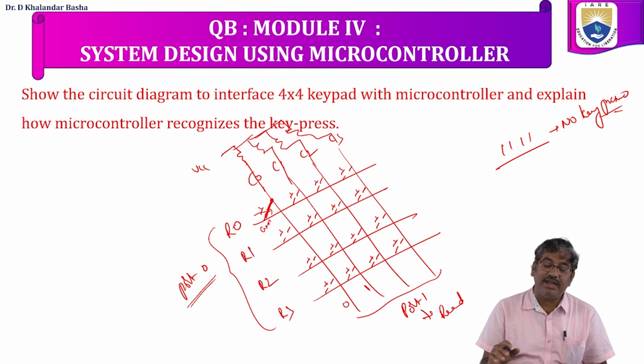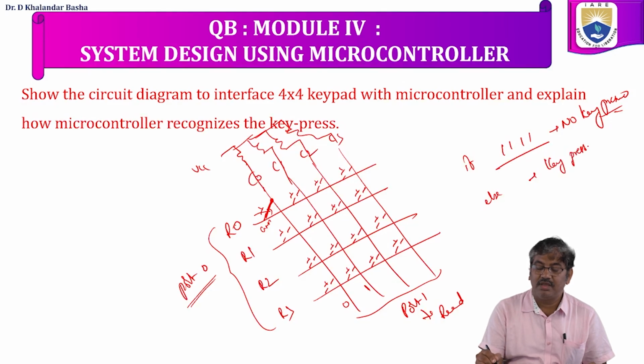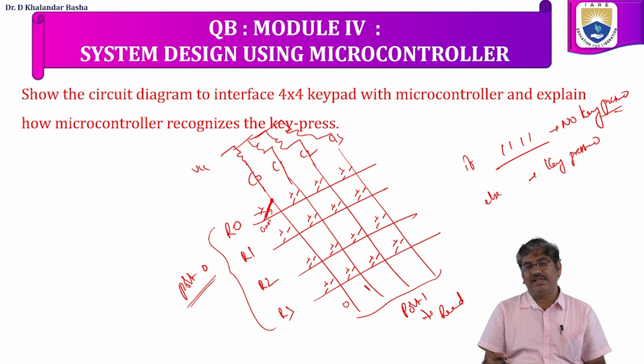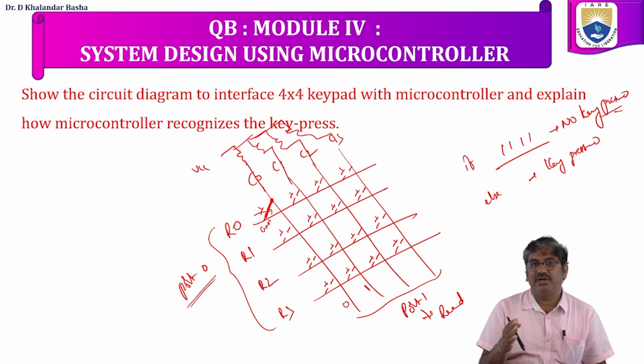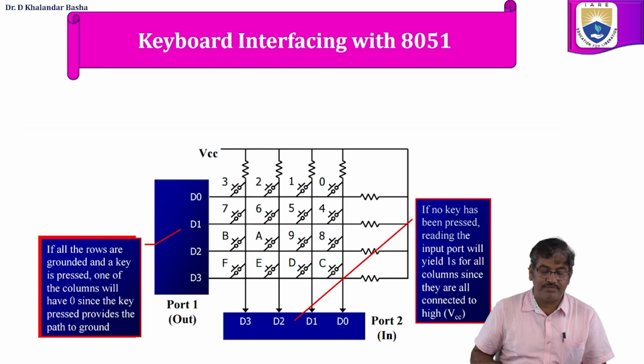If you get a pattern other than 1111 for the lower 4 bits of any particular port which is connected, then it indicates some key is pressed. So which key have you pressed? It may lie in column 1, column 2, column 3 or column 4. Later we will see how we check that.